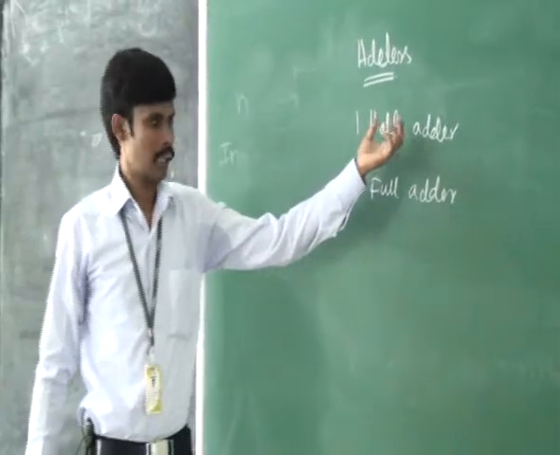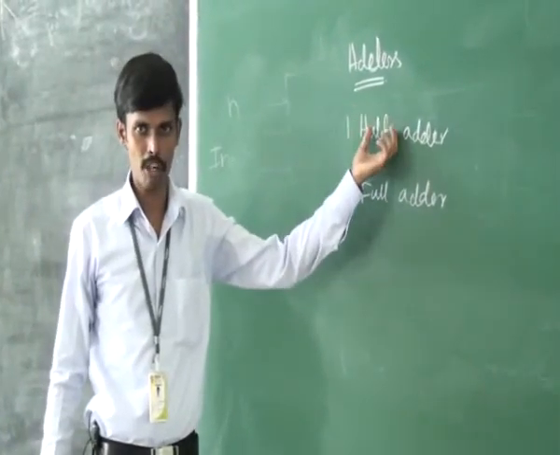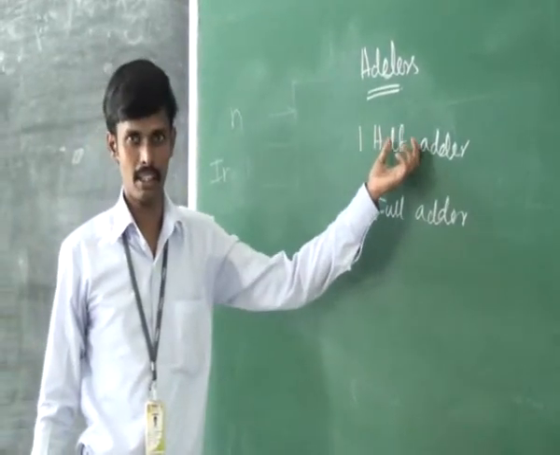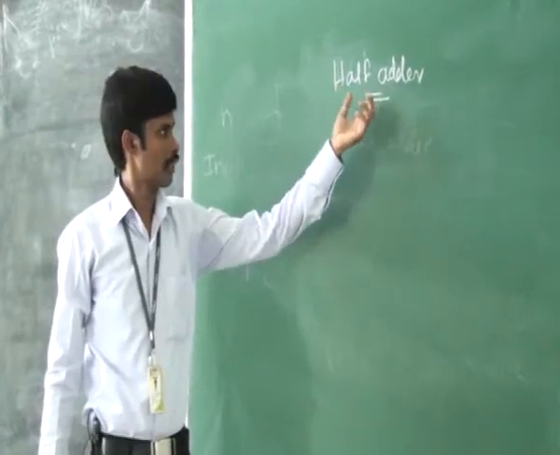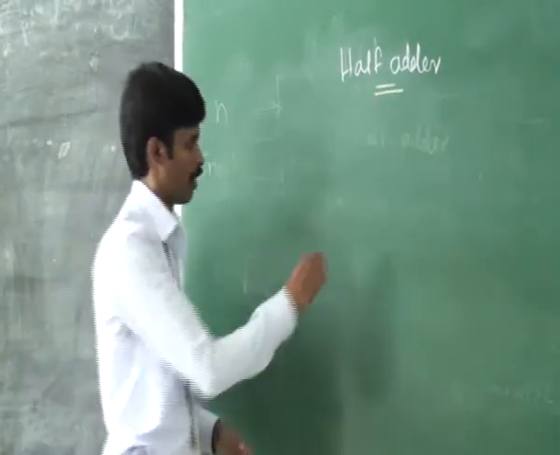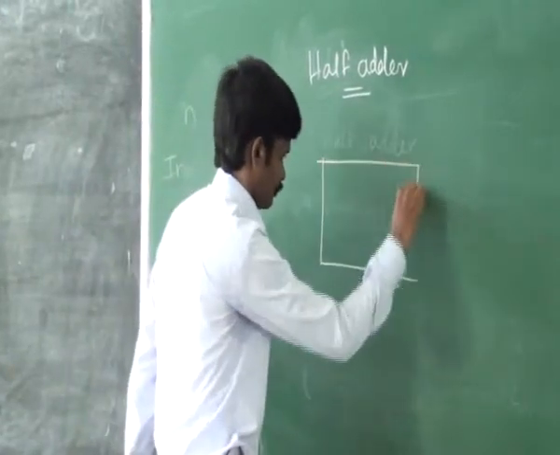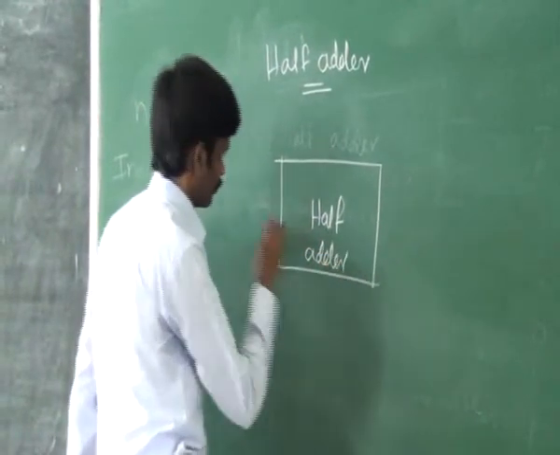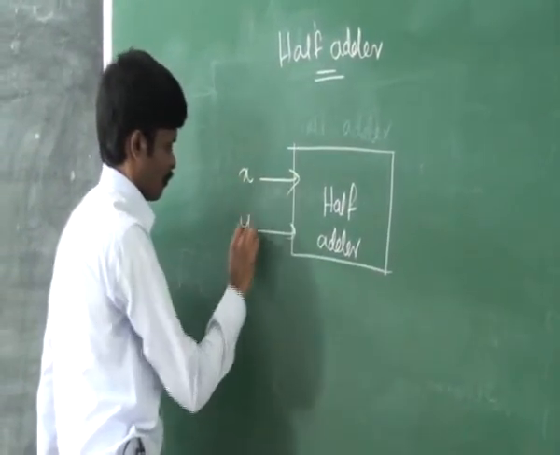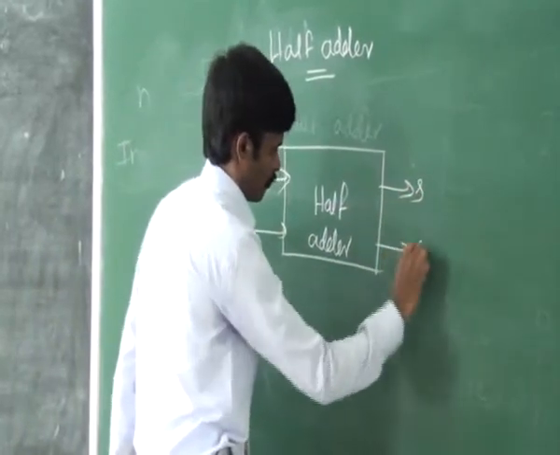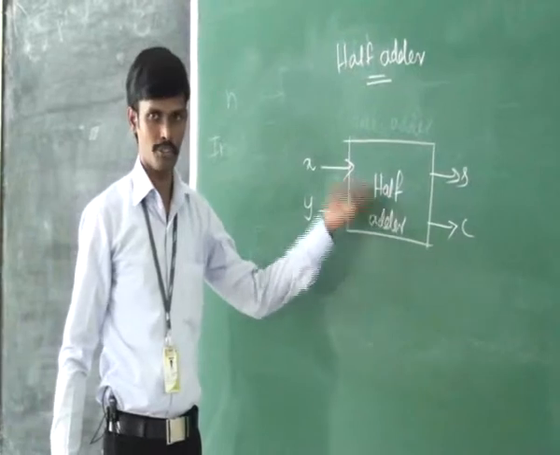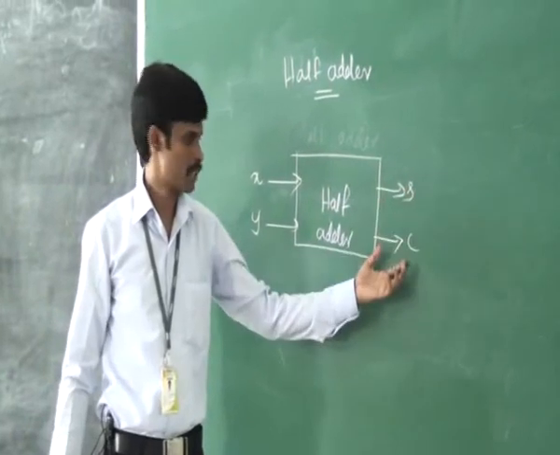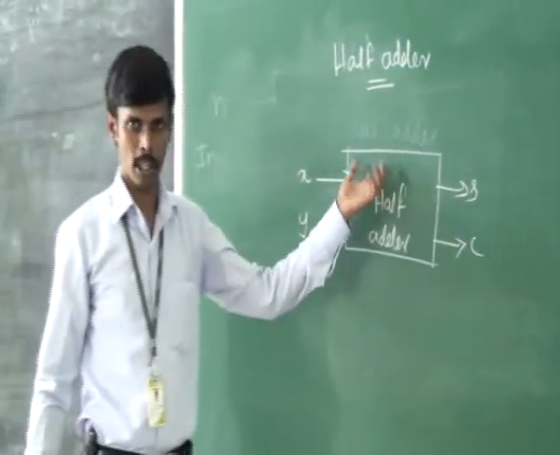What is meant by half adder? Half adder is a logic circuit that performs the addition of two binary digits. First we will see half adder. First let us start with the basic block diagram of half adder. This half adder consists of two inputs x and y and two outputs s and c. S represents sum, c represents carry. This is the basic block diagram of half adder.